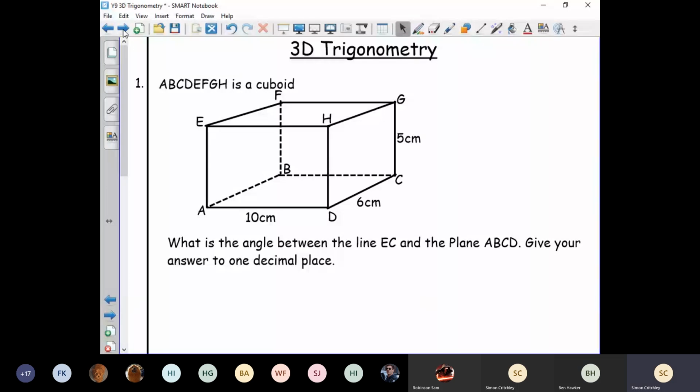A, B, C, D, E, F, G, H is a cuboid. Okay, we've got a cuboid with the vertices labelled. And we've got the lengths of the sides of some of the edges, 10 centimetres, 6 centimetres, and 5 centimetres. The question says this: what is the angle between the line EC and the plane ABCD? Give your answer to one decimal place.